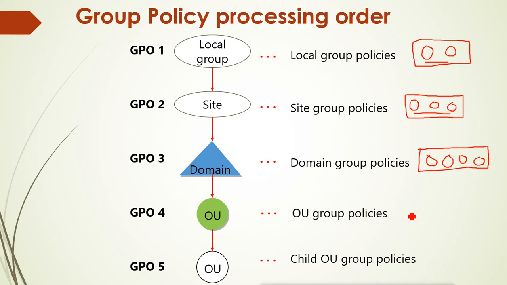Now on the OUs we have configured 1 policy here also. Next it is going to apply the policies we have configured on the OUs. That means if any policy is configured and linked to an OU, that policy is going to be processed. Let's say we have configured 2 policies here. Then if we have more OUs, those policies are going to be processed. Let's say we have configured 1 policy on this particular sub OU. Now these are the processing orders.